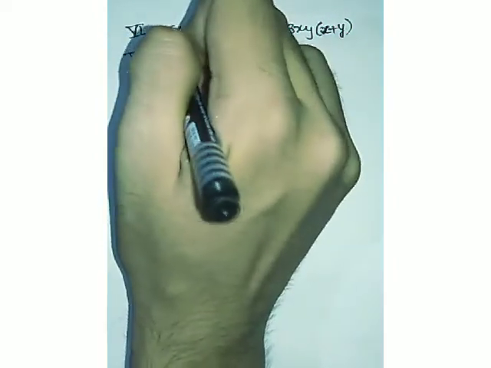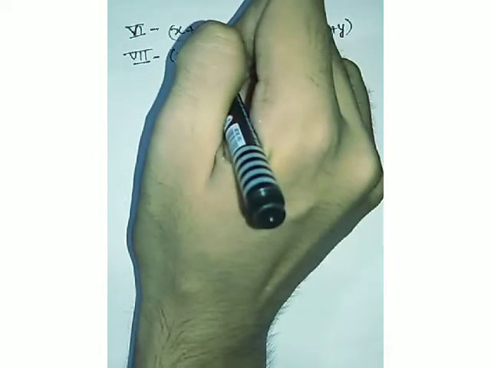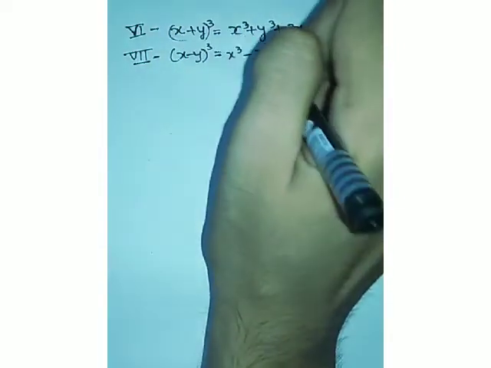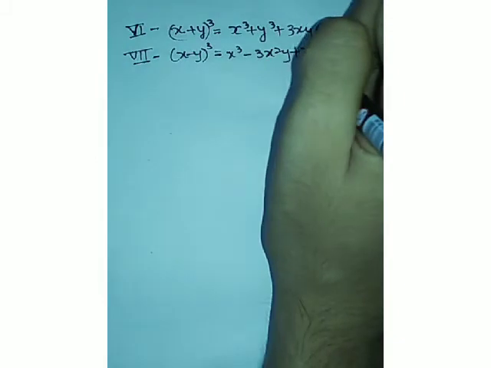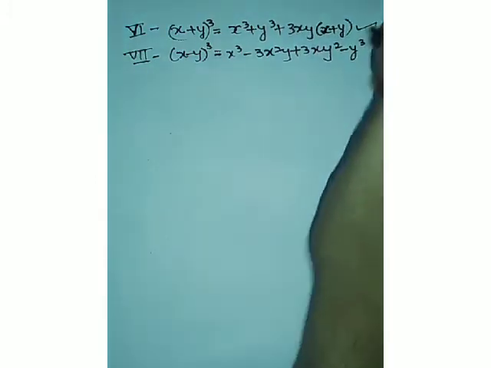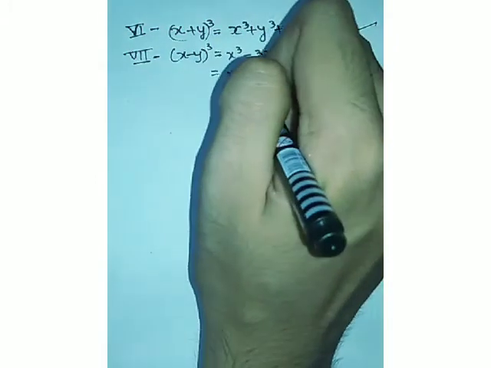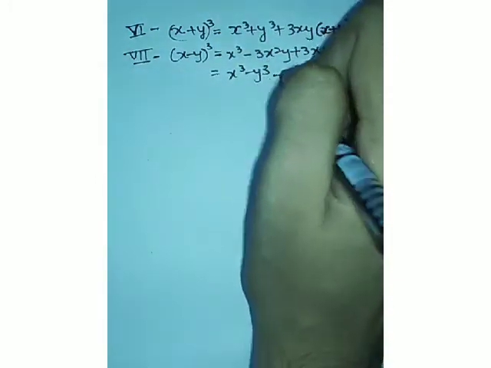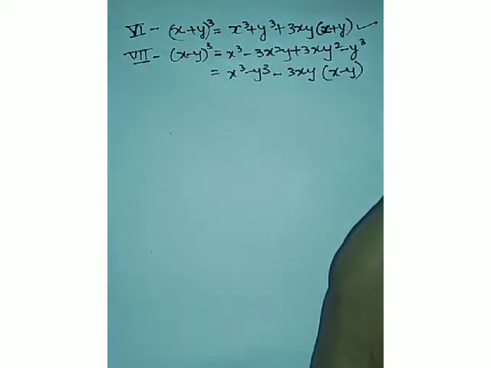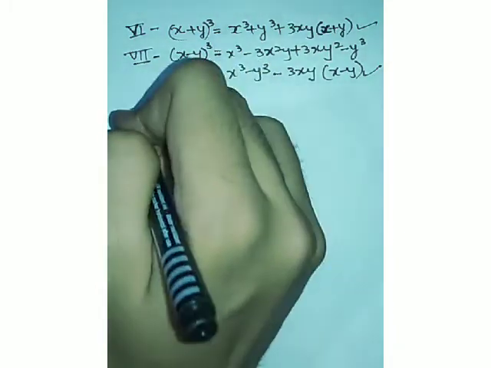Identity 7 is the same cubic identity with the subtraction sign. It's equal to x cube minus 3x square y plus 3x y square minus y cube. Or you can say, if you want to write it in this form, you can write x cube minus y cube minus 3xy times x minus y. It means you just have to replace y with minus y, the rest of the identity will be similar. So let's apply these identities.